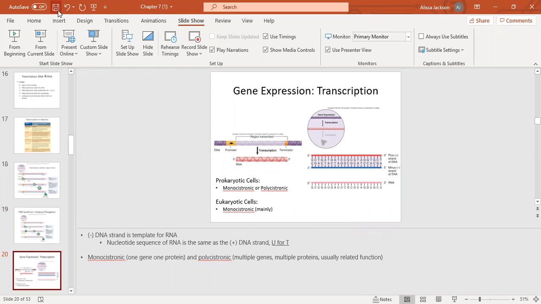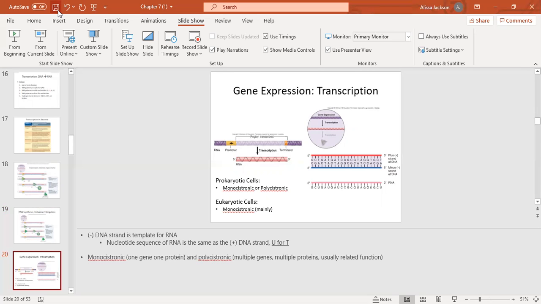Ooh, and here's another good difference. I think one of the questions was, what are the differences and similarities in replication, translation, and transcription between prokaryotes and eukaryotes? So this is a good difference. In prokaryotes, you can have a monocistronic or polycistronic sequence. So polycistronic is when bacteria have their genes organized in an operon so that they can transcribe multiple genes under the control of the same promoter.